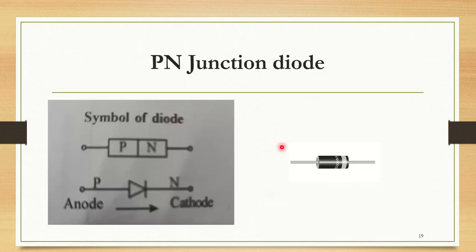So before that, let us see how it looks, PN junction. The symbol of diode is this, P and N, these two terminals, and symbolically it is written this way, the anode and cathode. In a motherboard, you can see this symbol, the symbol of diode.